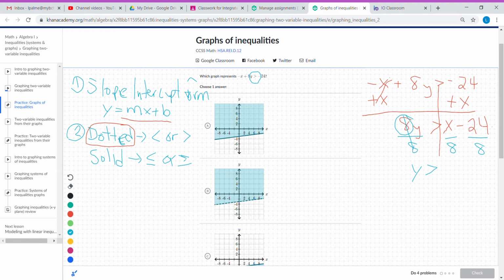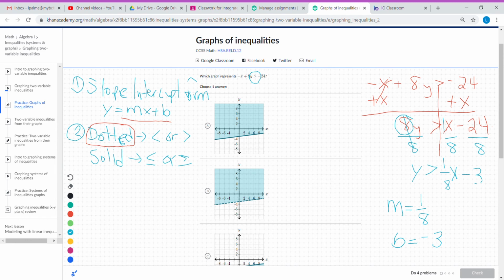Now remember, this is a 1x over 8. So we have 1 over 8x. And negative 24 divided by 8 is negative 3. So we have y is greater than 1 over 8x minus 3. So we know m is 1 over 8. That's our slope. And b is negative 3. And this is our starting point. This is your y-intercept.